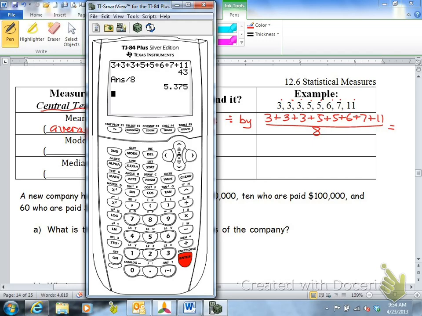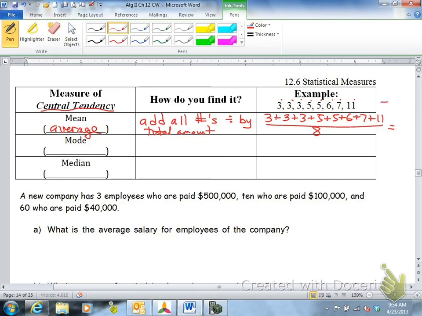So when we add them all up, we get 43. 43 divided by 8 is the number 5.375. Sorry, it's so small over there. But that's the mean of this data set of all these numbers.